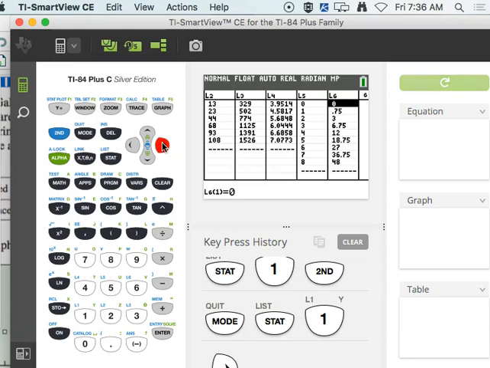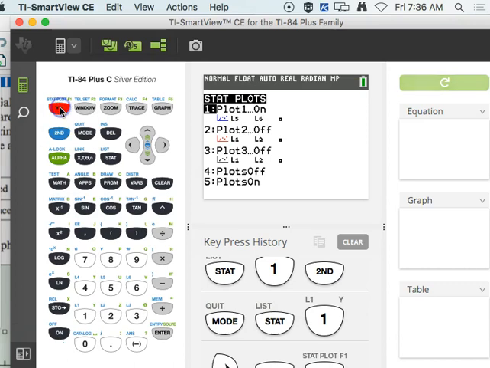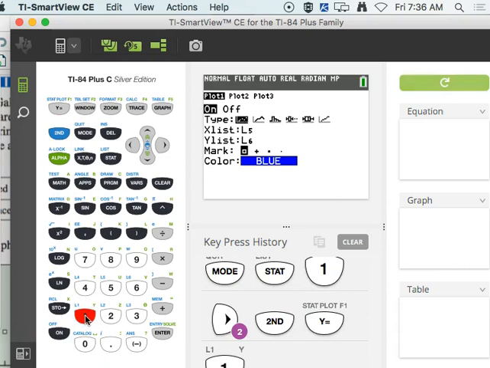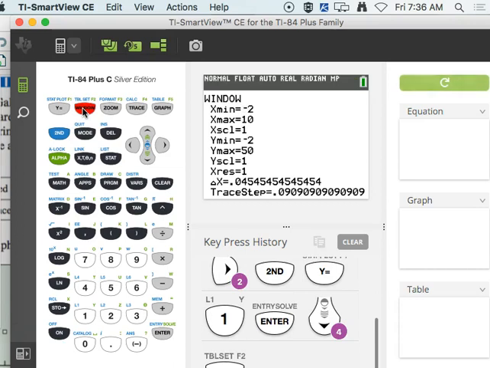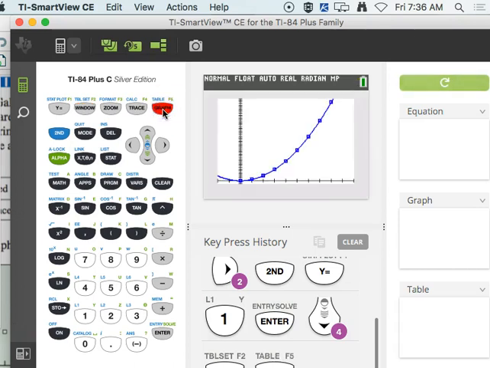Alright, so what we did was we said if we want to see all those dots and see what model would best represent this, we were going to have to go into second stat plots and make sure that one of these got turned on. So number 1, and while the blinky is over the top of on, we hit enter. Then we had to make sure that the lists we put the information into were the two lists used for X and Y. And then just like with any scatter plot before, we had to change the window, because this stuff was not anything Zoom 6 was going to show. We hit graph, and we had that.